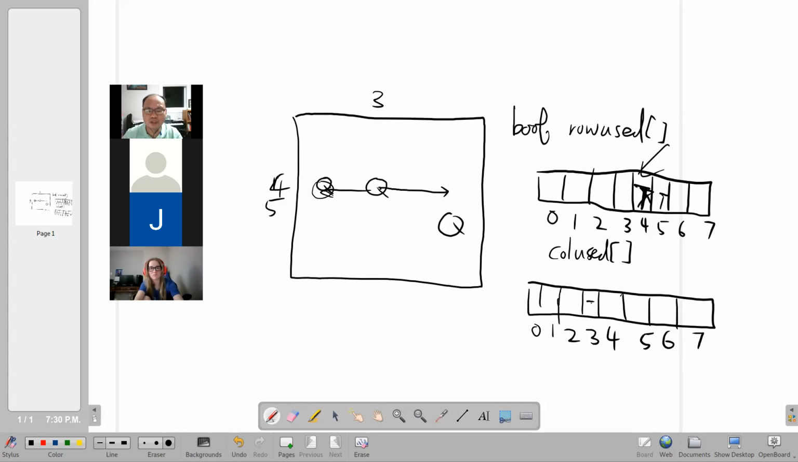Right, column 3 is now true, and then column, I don't know, 6 is true. And then you have another queen, 1 is true. And then if you have another queen in column 3, now you try to hit this, and now you know that it's already used. So that's an idea. But the problem, of course, is this will only take care of these 2 directions. You still have to worry about this direction and this direction.